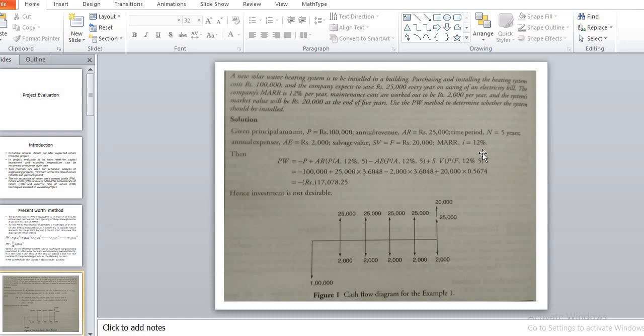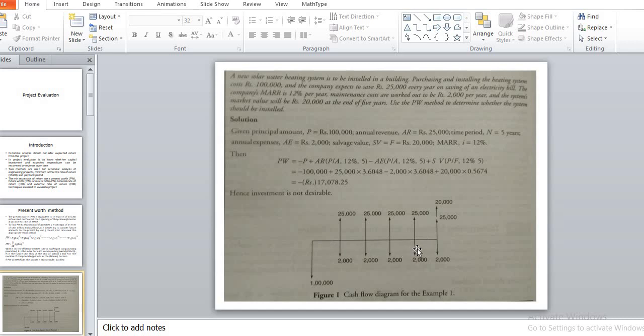So this present worth we consider at the beginning of this particular period, at the beginning. So we can note all these values for the present condition. So this present worth, we consider this. So we draw here this cash flow diagram.